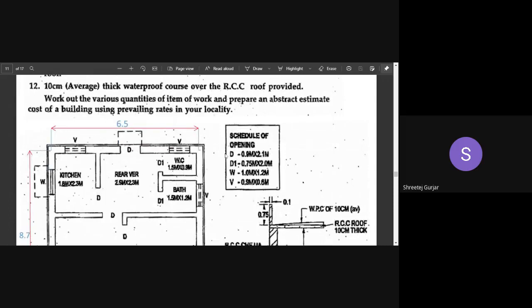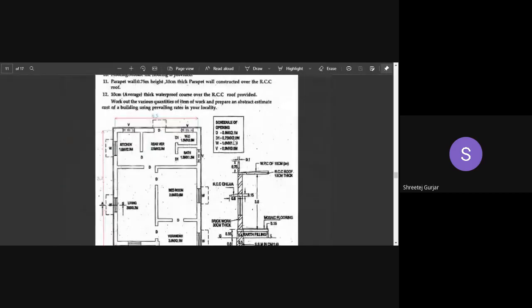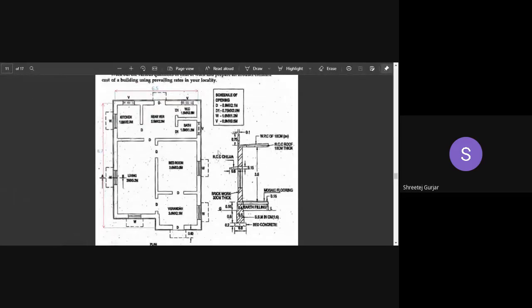And then coming to your schedule of openings, let us look into it. We have doors D and D1, two types of doors. Let me zoom out so you can see the two types of doors, D and D1, mentioned in the schedule of openings. Let us look at where these doors are.